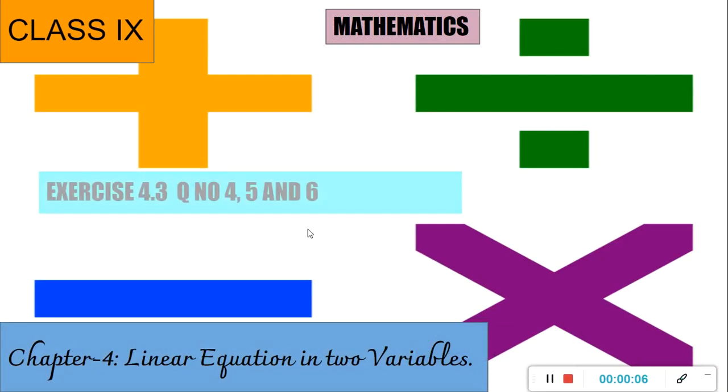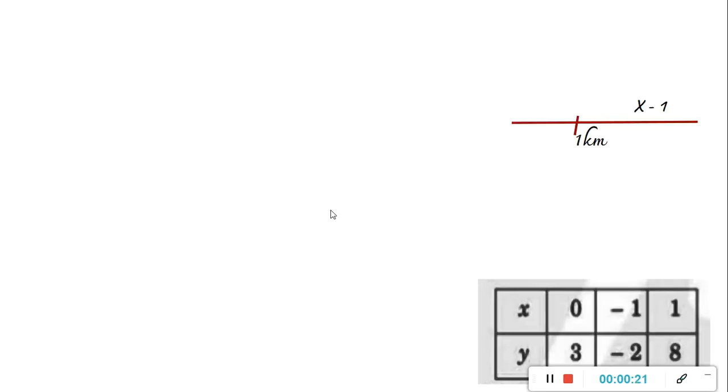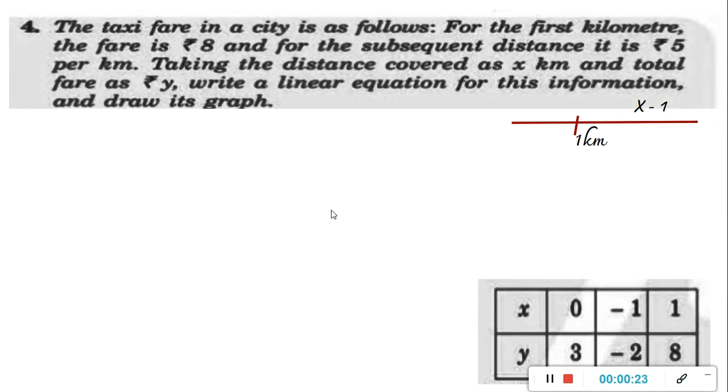Today we are introducing exercise 4.3, questions number 4, 5, and 6 of chapter 4, linear equations in two variables of class 9 mathematics. So let's start. Let's see question number 4.